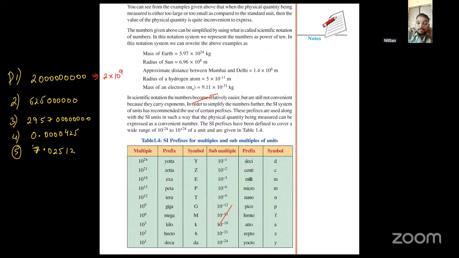No? But yeah, second done? I finished all 5, sir. Okay. Yeah, Edric, tell me the answer of second. Second one is 6.25 into 10 to the power 8.